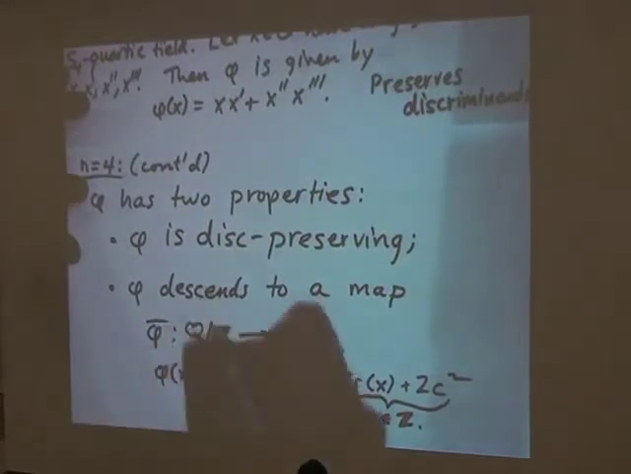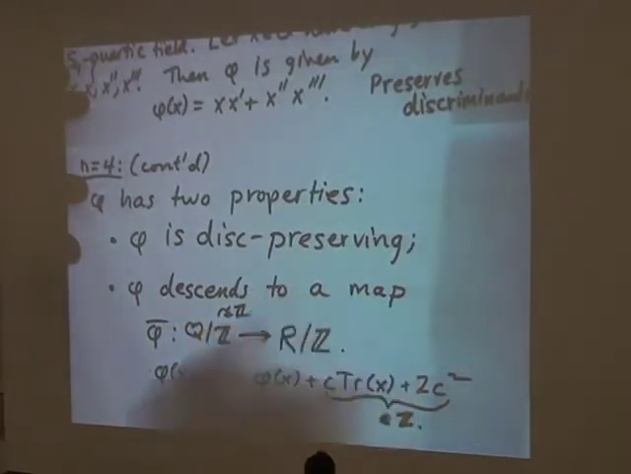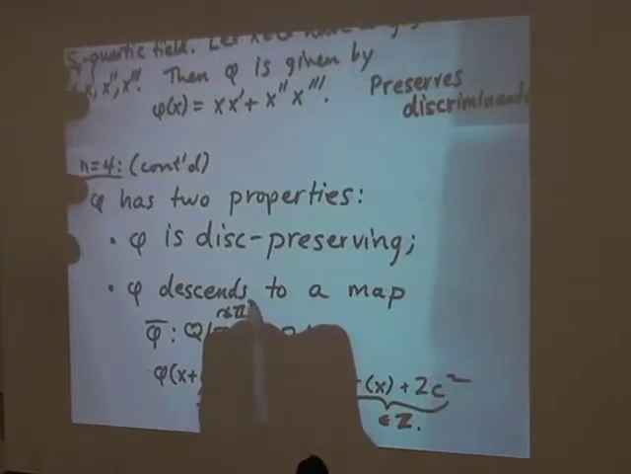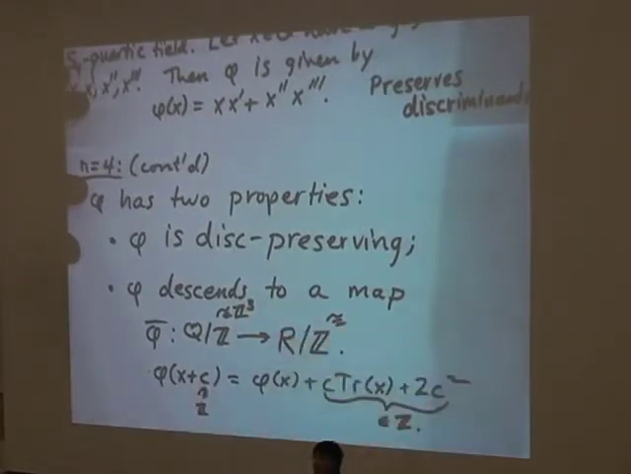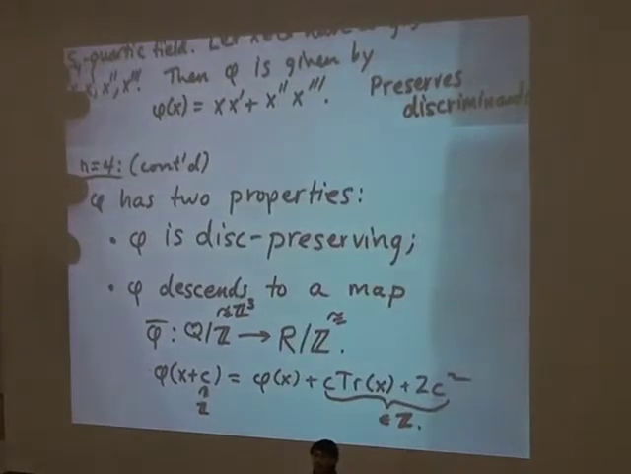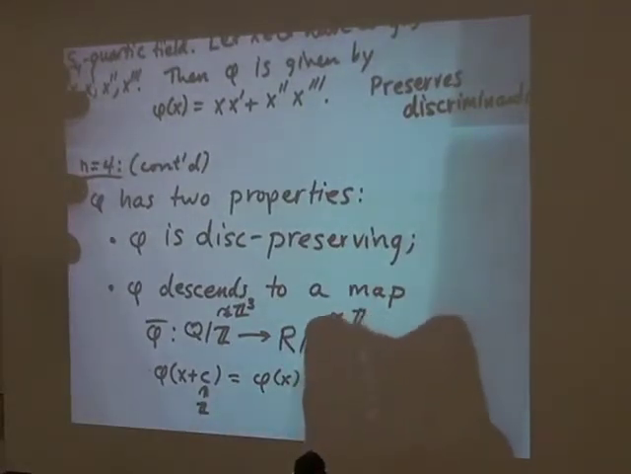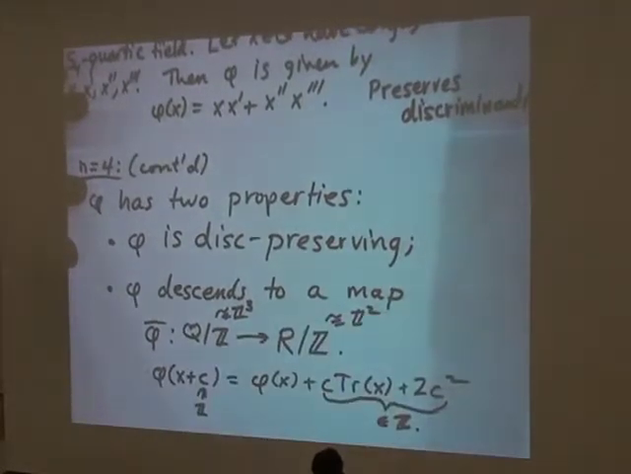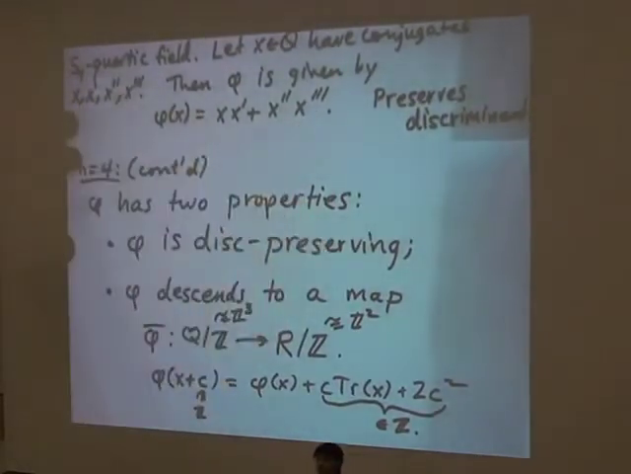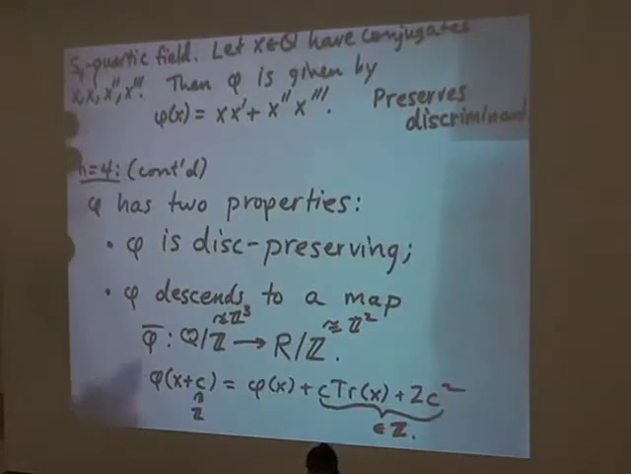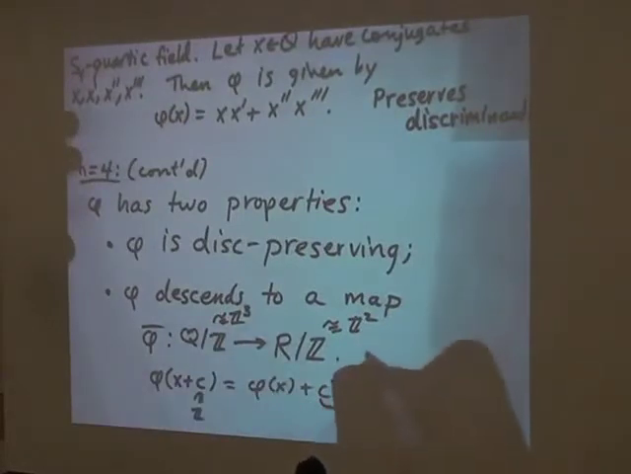Now, Q mod Z as a Z-module, what is this isomorphic to? Well, Q is a quartic ring, so Q mod Z looks like Z^3. And R mod Z, R is a cubic ring, so R mod Z looks like Z^2 as a Z-module. And what is the degree of this map? Well, it's quadratic. So we have a quadratic map from Q mod Z to R mod Z.